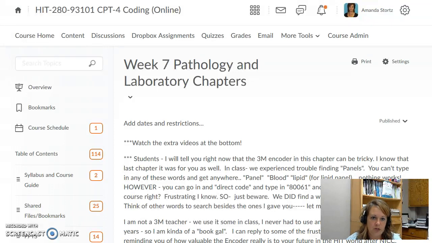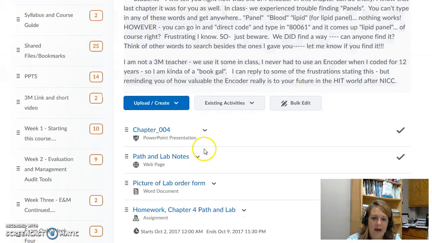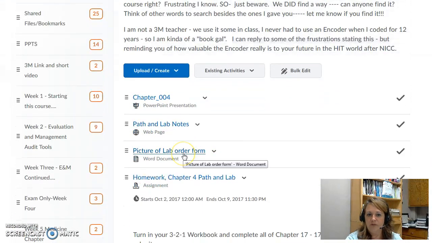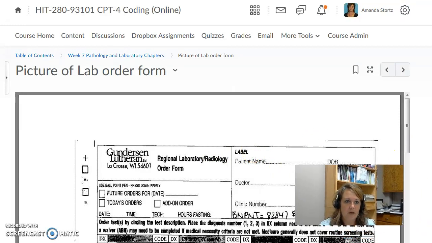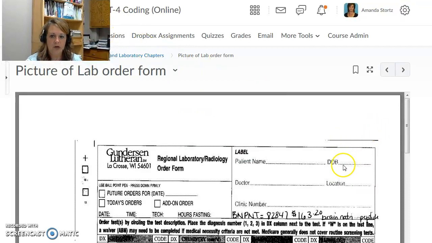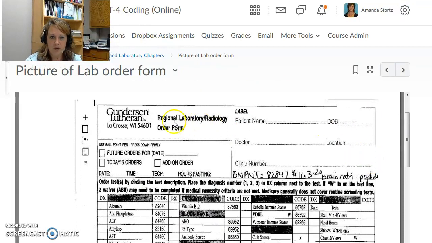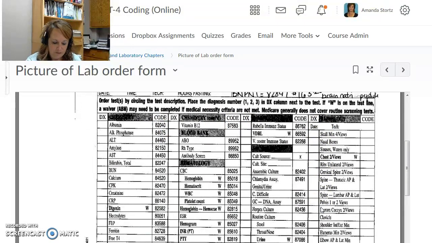First of all, what I want to show you is the heading here talks about the super bill or requisition form. I have this, it's called Picture of Lab Order Form, in your content for you. This is a scanned image, so it's not the greatest, I understand. So you can see this was our regional lab radiology order form from Gunderson out of La Crosse. And you can see what our lab form looked like.